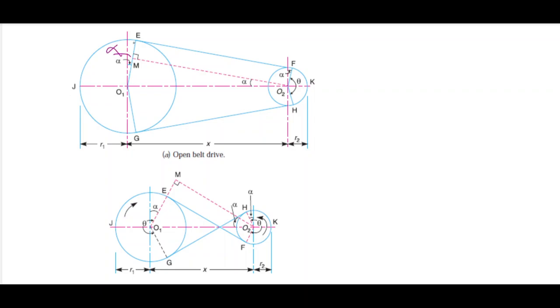The wrapping of belt starts from point E, then it covers through this point J and it comes back up to this G point. Now the angle extended out of this 180 degree is total 2 alpha. Half of that is alpha here. Similarly, here for a cross belt drive, this angle is your angle alpha. So you remember this.